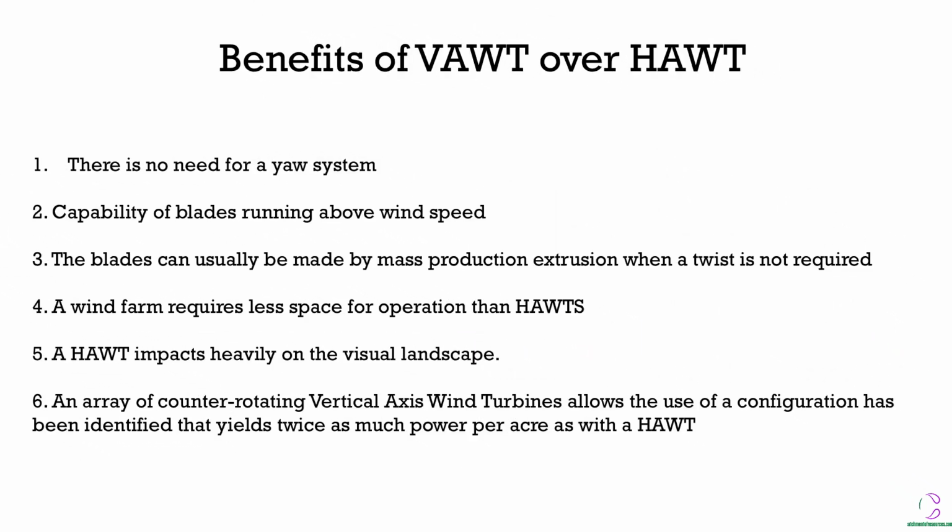The benefits of VAWT over HAWT: first, there is no need for a yaw system. In other words, there is no need for a mechanism that will be twisting the head of the wind turbine system to face the direction of the wind. For a vertical axis wind turbine, you don't need that. Second, the capability of blades running above wind speed.